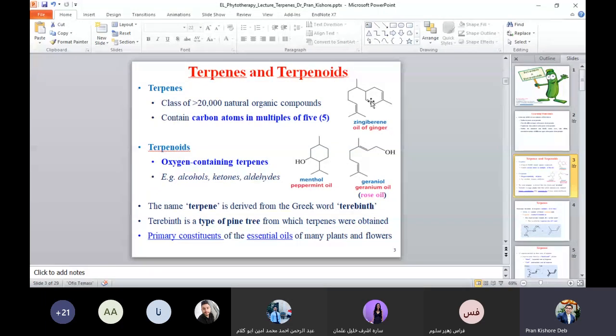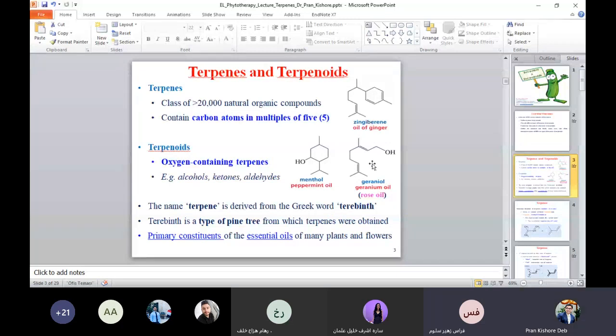So you see the first one, can you tell me, you see there are 3 structures given. Gingiberine, which is found in the oil of ginger, menthol, which is found in peppermint oil, geraniol, which is found in rose oil. So how many terpene and how many terpenoid you see here? 1 terpene and 2 terpenoids. Which one is the terpene and which ones are the terpenoids? The gingiberine is the terpene and the menthol and geraniol are the terpenoids.